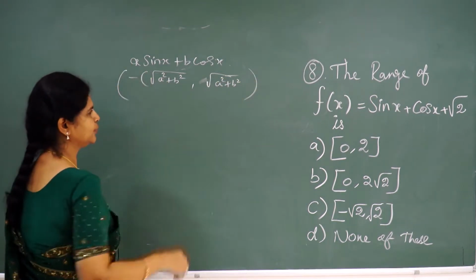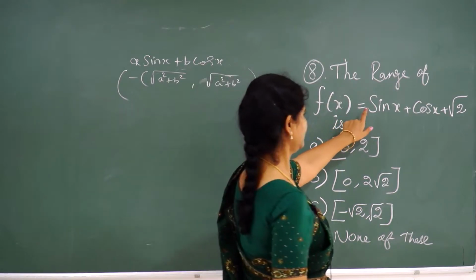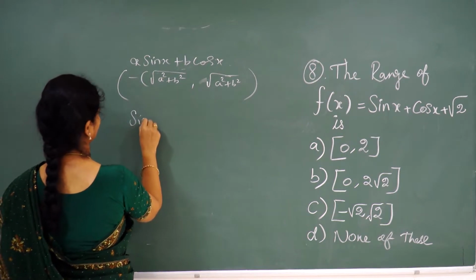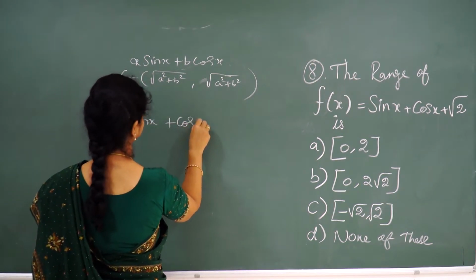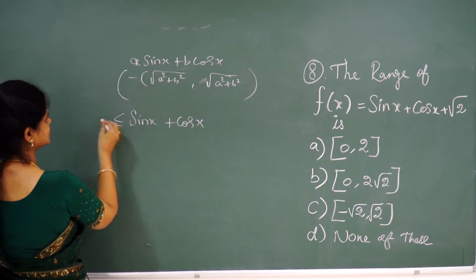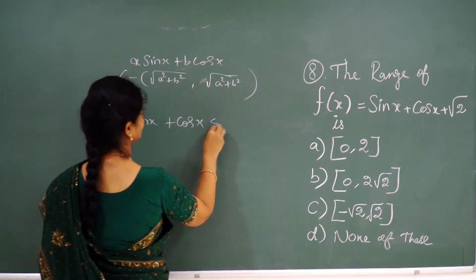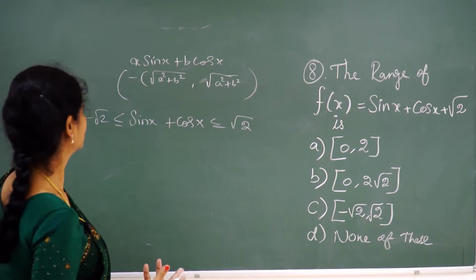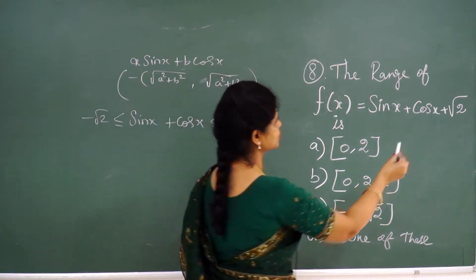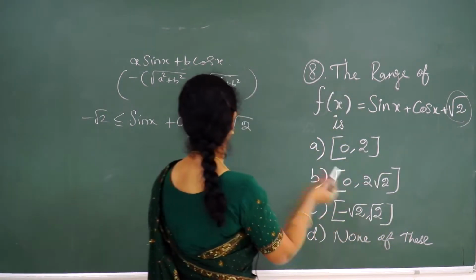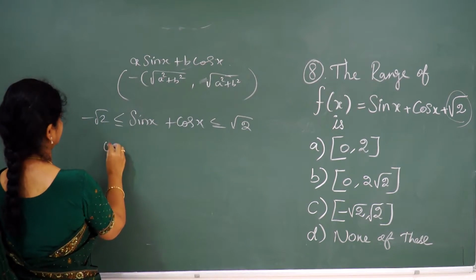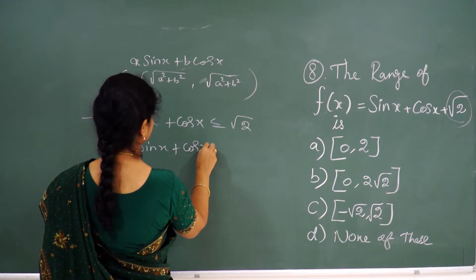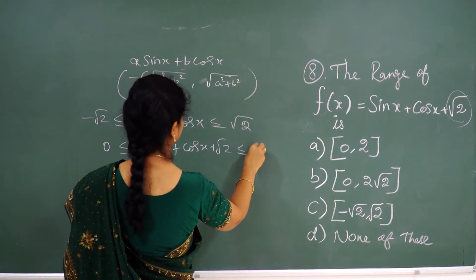Using this concept, you are going to apply it. Here the a value is 1 and the b value is 1. So sin x plus cos x lies between minus root 2 and plus root 2, since a equals 1 and b equals 1. Now add plus root 2 on both sides. When you add, you get 0 less than or equal to sin x plus cos x plus root 2, less than or equal to 2 root 2.